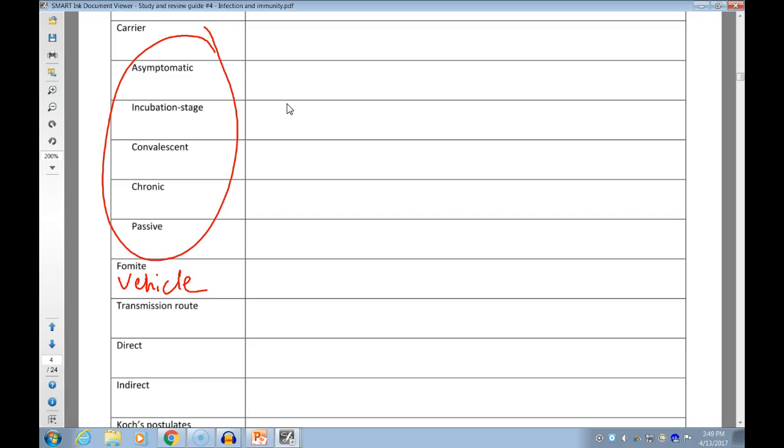What's the difference between fomite and vehicle? Fomite is, which is live or not? Inanimate. Not only is it inanimate, it's also an object. It's the object. Vehicle, is it an object? It's a material, like water.